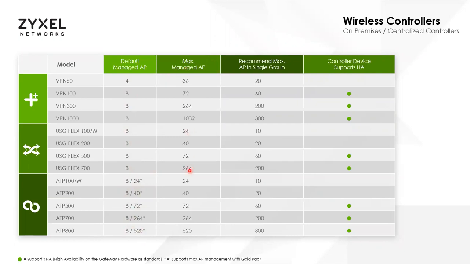And then this column here is showing you how many APs total can be unlocked for management. So you can see here a VPN 300 could manage up to 264 APs. So you can manage 8 out of the box, and then you can buy licenses to unlock up to 264. The VPN 1000 can manage up to 1,000 APs. The ATP 800 can manage 520 APs. And then we've got here our suggestions for the group size. When you're managing them, we want you to group them together for doing things like load balancing and stuff like that. So this is our suggestion on the maximum APs per group.